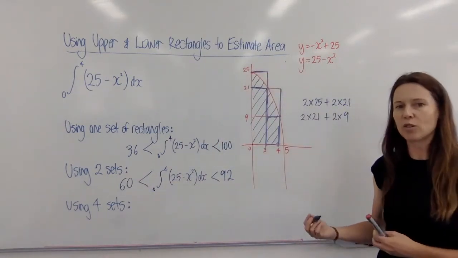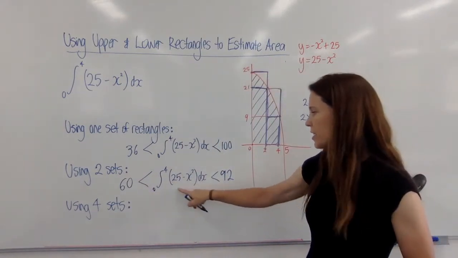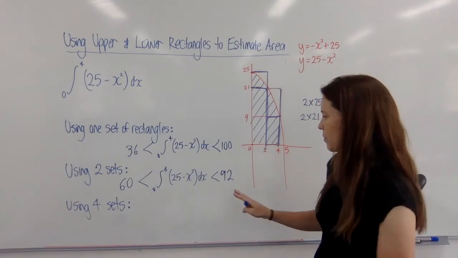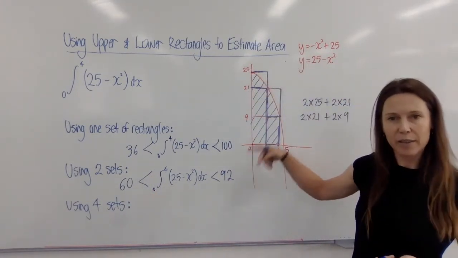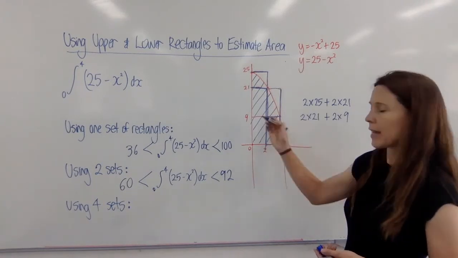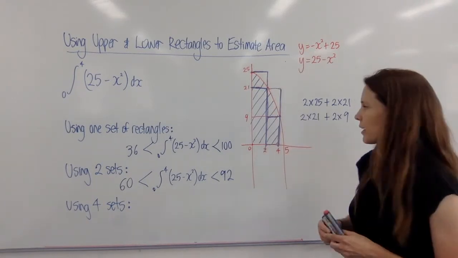Okay, we're still not too sure exactly how big our area is, but we've narrowed it down a little bit. It's something between 60 and 92. So this is clearly a better estimate than the last one. Let's go ahead and break our area up into 4 sets of rectangles now.